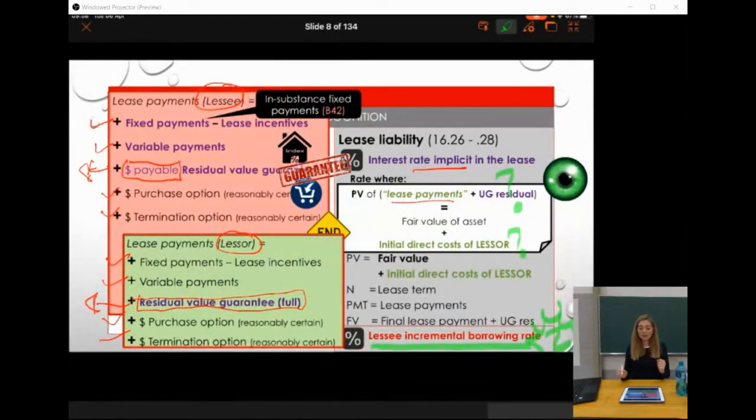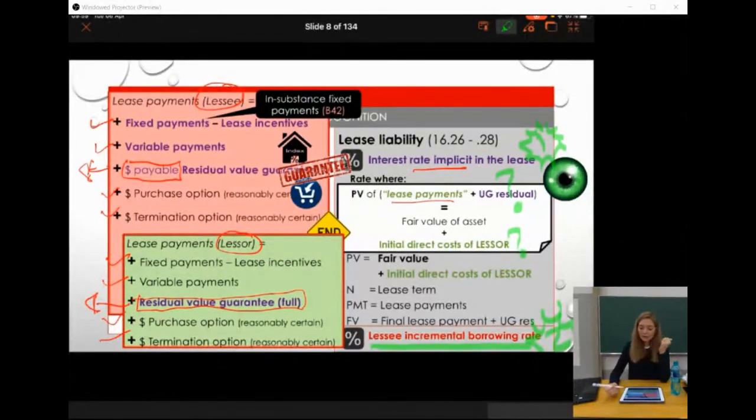First prize is if we can use the interest rate implicit in the lease. That's actually what we want. But if we don't have all the information, second prize is just use the lessee's incremental borrowing rate. We as the lessee will know what that is, so that won't be a problem.